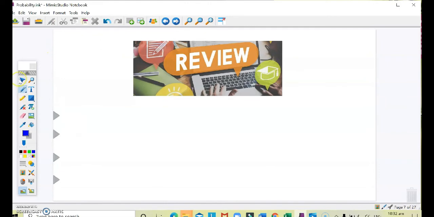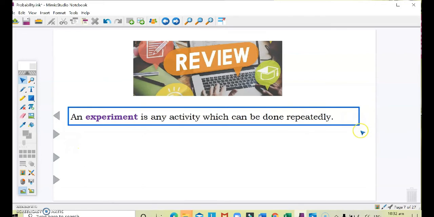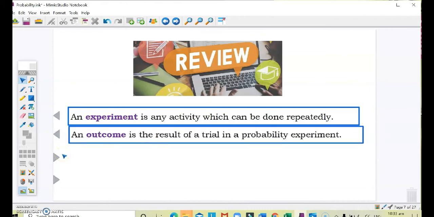But before we delve into discussing probabilities, let's recall first the basic terminologies that we need in order to master the skills in probability. We need to know what an experiment is. An experiment is any activity which can be done repeatedly under similar conditions. The experiment in statistics is different from the experiment in science. In science, you go to the laboratory and you perform your experiment, correct? In probability, an experiment is an activity that we repeatedly do, like tossing a coin or throwing a die.